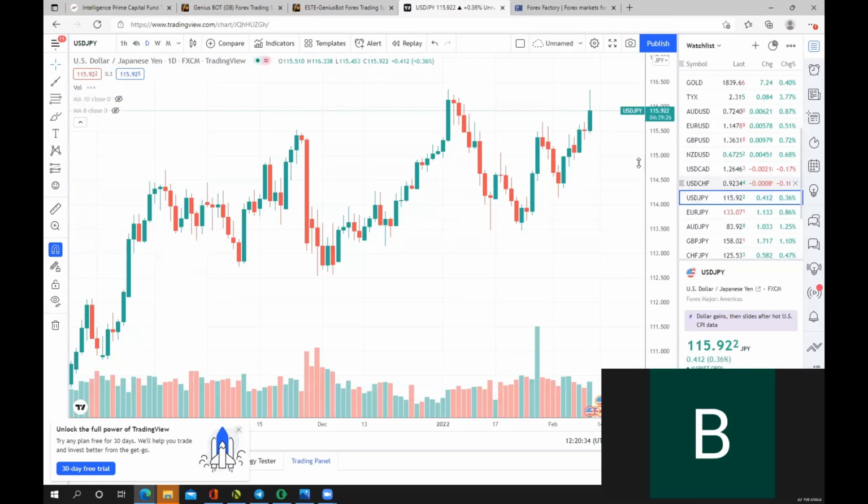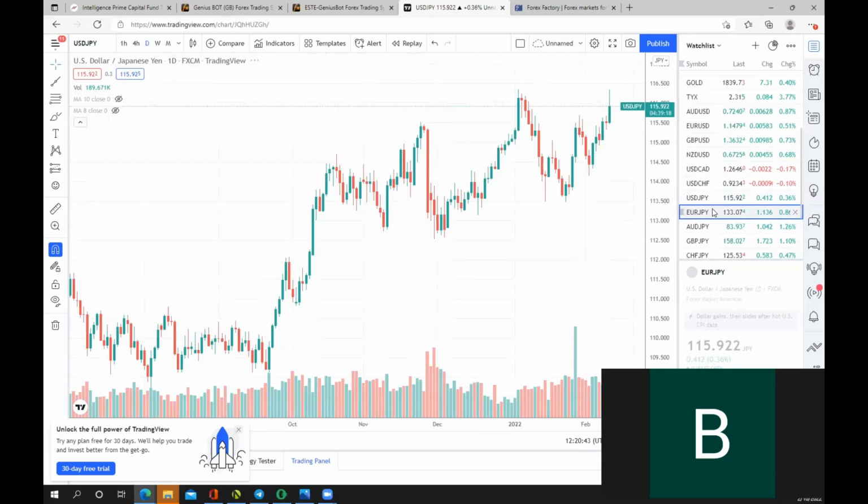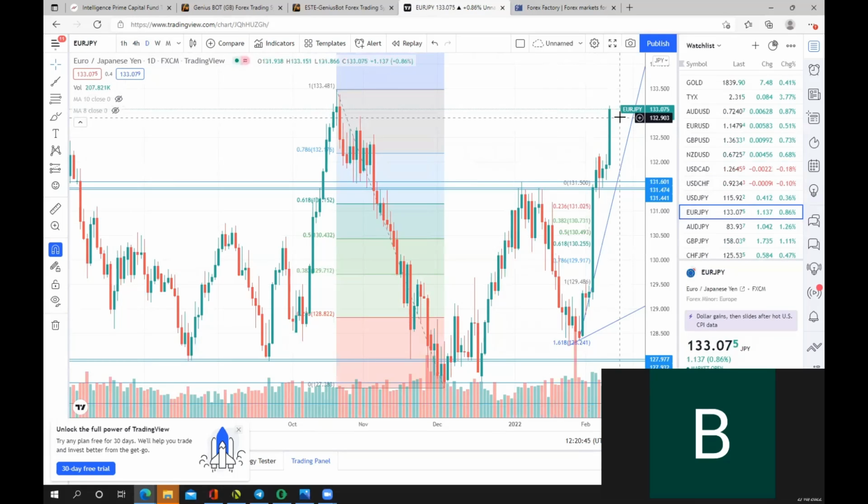Dollar yen breaking out, touching basically the high. The question is, can it go to 116.50? We'll see when that happens. Still based in an uptrend. Euro yen, look at that, breaking out. 129.30, 133.33. Dang, 400 pips since last week. 500 pips. Wow. Very nice.